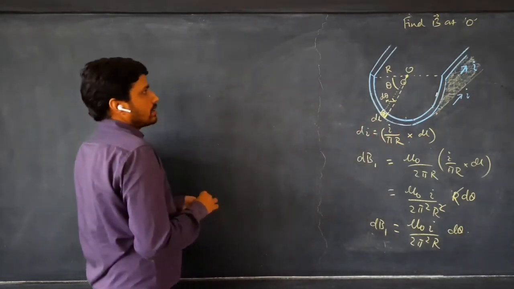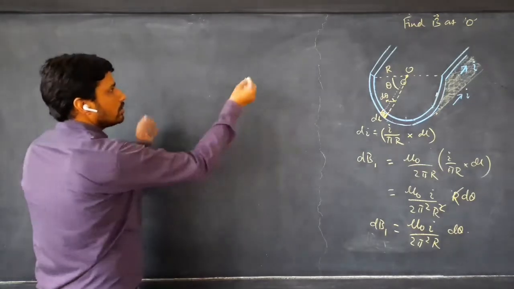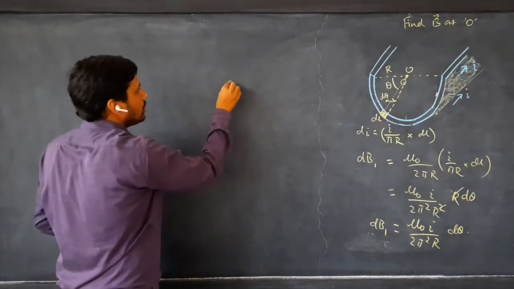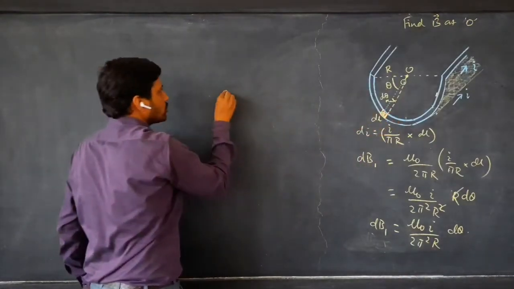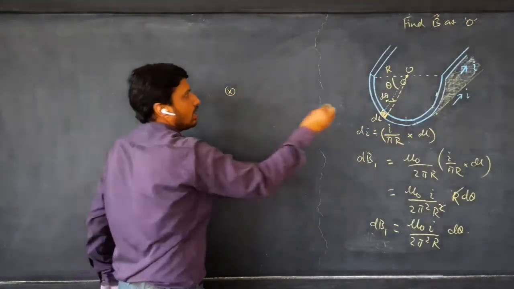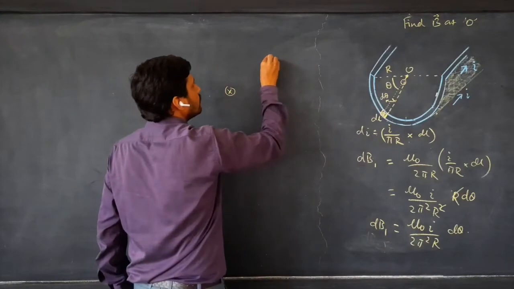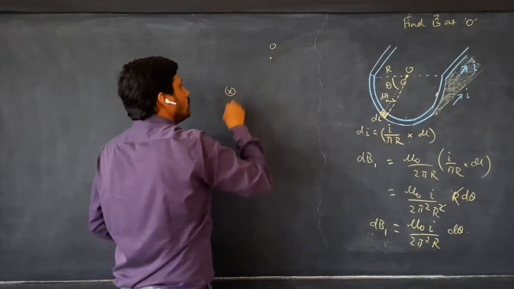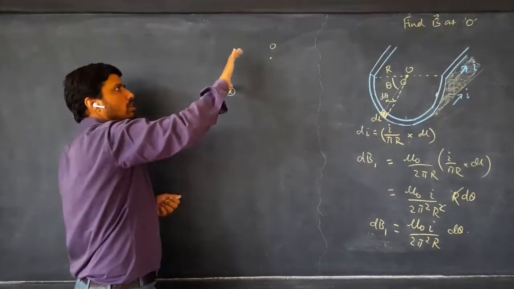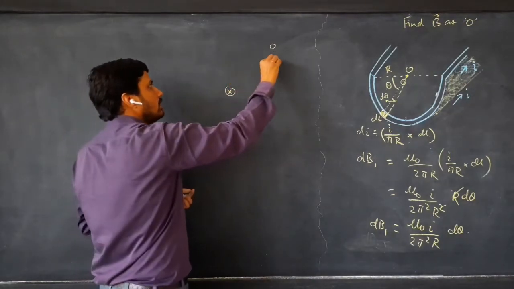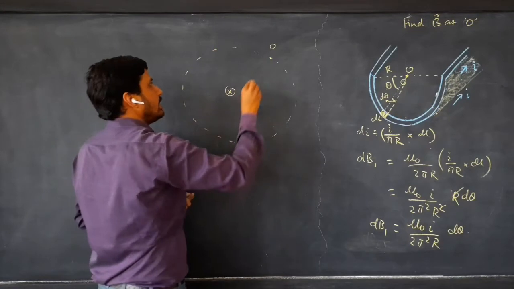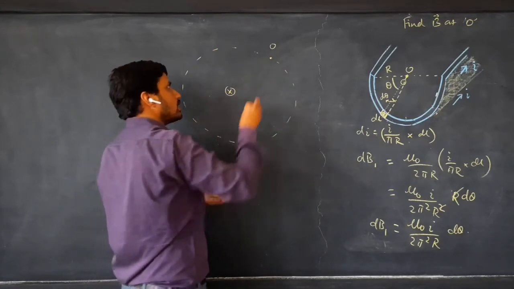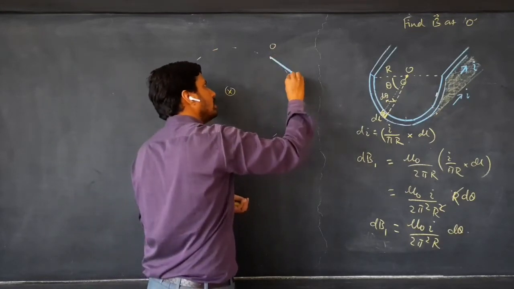Let us see now the direction. I will draw that over here. Suppose this is the element dl. Current is entering into the board, so current I'll represent by cross. And this point O, I will draw here. If current is entering into the board, we should curl our fingers like this. If you draw a circle, that will be the pattern of magnetic field line. And exactly at this point, the direction of magnetic field will be along the tangent.